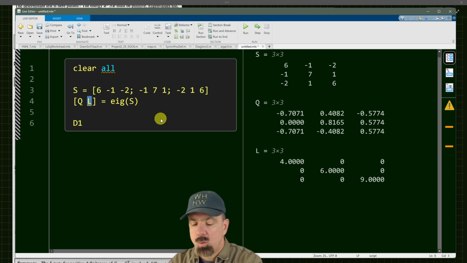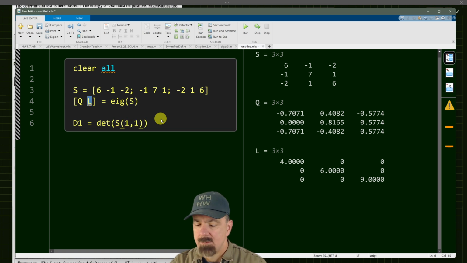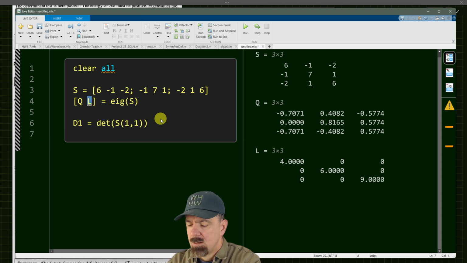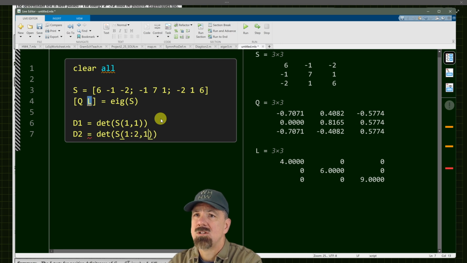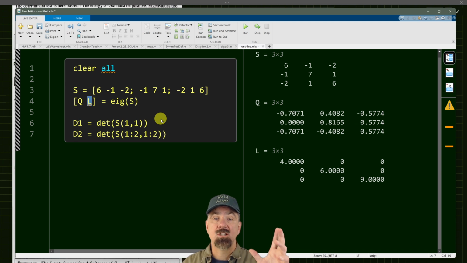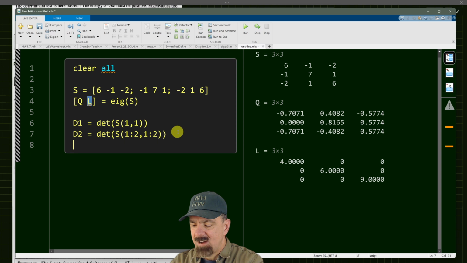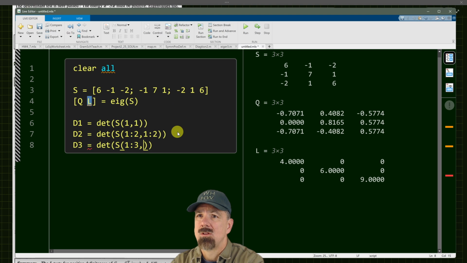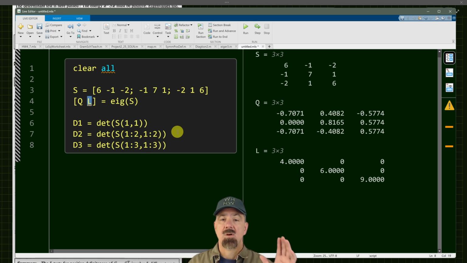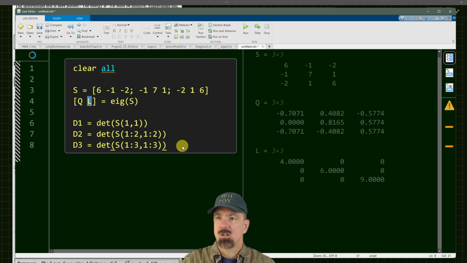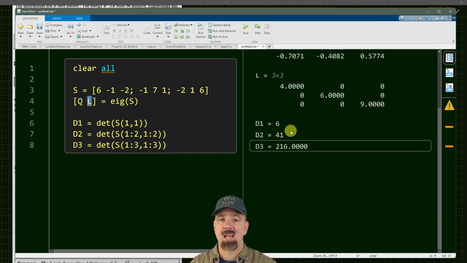So D1 is the upper left determinant of S11. And D2 is equal to the determinant of S1:2, 1:2. It's the upper 2x2 matrix that's in there. And then finally, D3 is equal to the determinant of S1:3, 1:3. But that's the entirety of S. So let's take a look at these values. We already calculated these by hand. This is just verification that we've done that correctly.